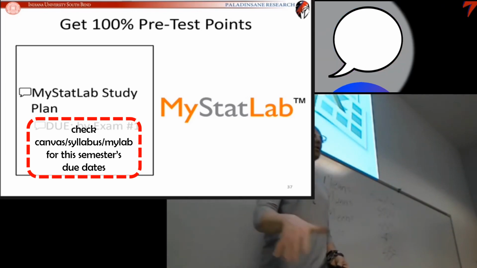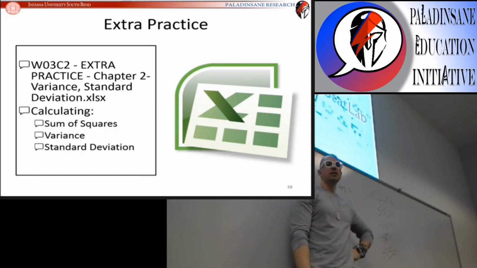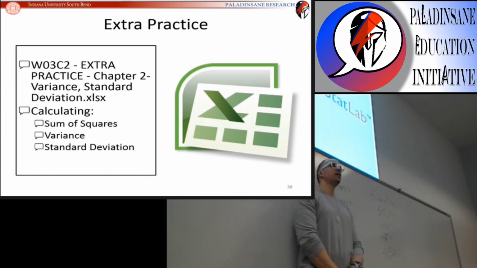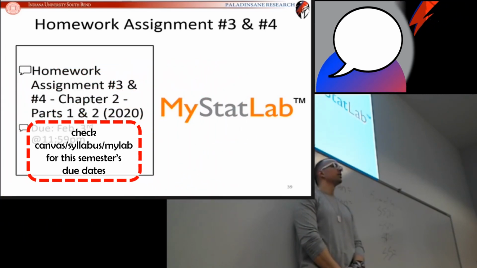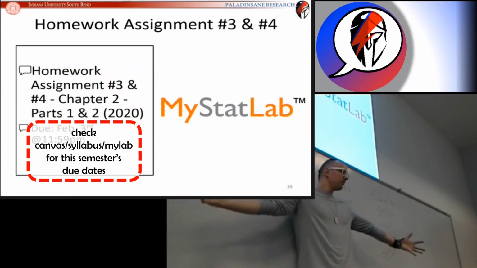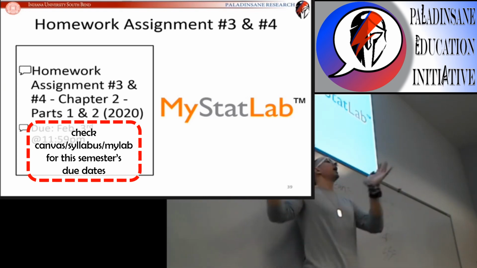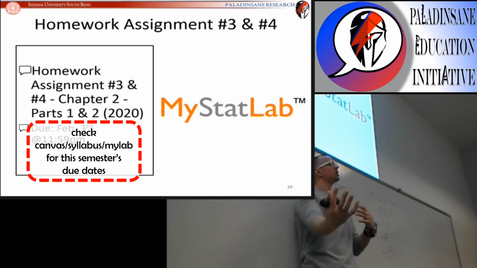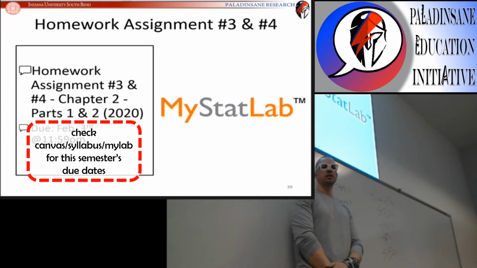As I mentioned before, there is that extra practice Excel sheet, so feel free to work through that. And now you are finally ready. You are finally prepared for homework assignment number 3 and number 4. So these ones will have questions that ask you about measures of central tendency and about measures of variability. So they were lumped together, so you have to wait until today to get the complete version of that.